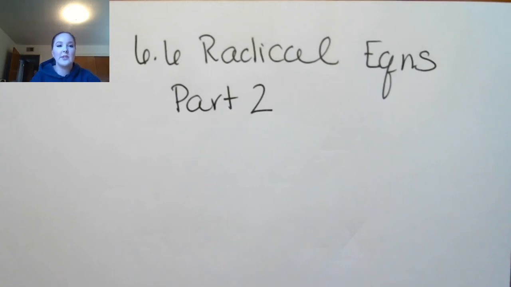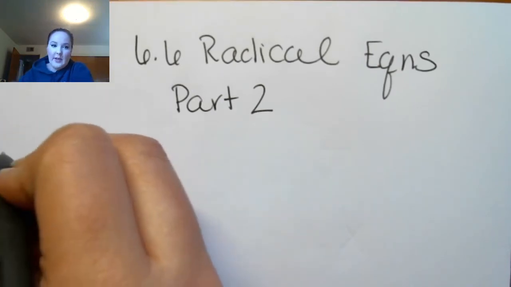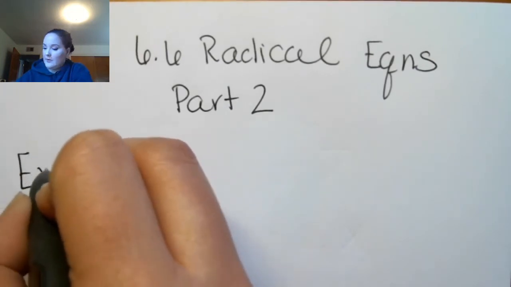Hey everybody, in this video we're going to continue talking about solving radical equations, specifically square root equations, and we're going to focus on equations that have two square roots. But unlike last time, where we had one on either side or could simplify them together, that won't be the case for these examples. Okay, so let's look at some examples.